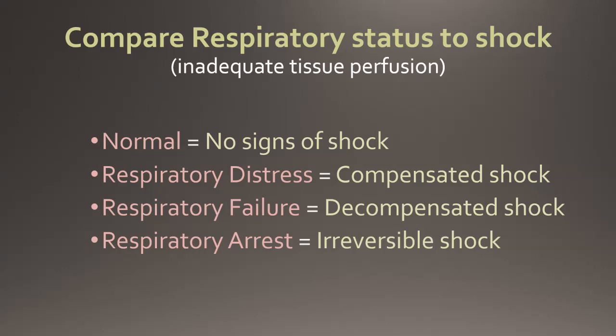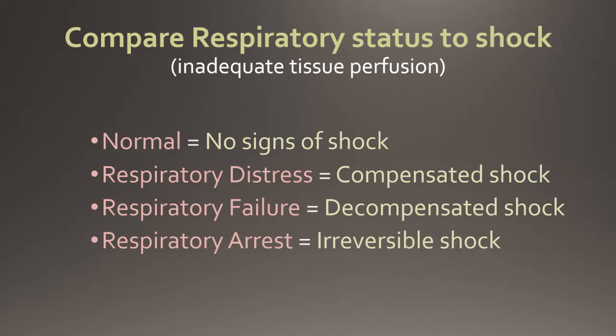We could compare that to compensated shock. Our patient is in shock, but we're still compensating. We haven't seen that decrease in perfusion yet. All of the measures that our body's taking to work through that situation are enough to compensate. Whereas respiratory failure is very comparable to a patient who has slipped over to decompensated shock. They're working hard to breathe, they're doing everything they can to compensate, but it is not enough. Our perfusion is dropping, and we need to get aggressive with this.